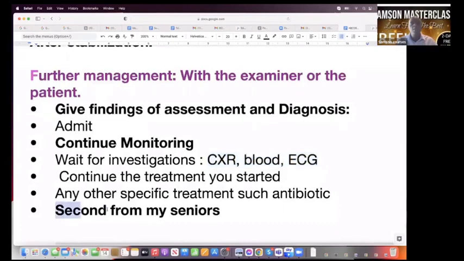I'm also going to take a second opinion from my seniors. If they suggest anything different, I will let you know. So currently, we continue the current treatment you're on.